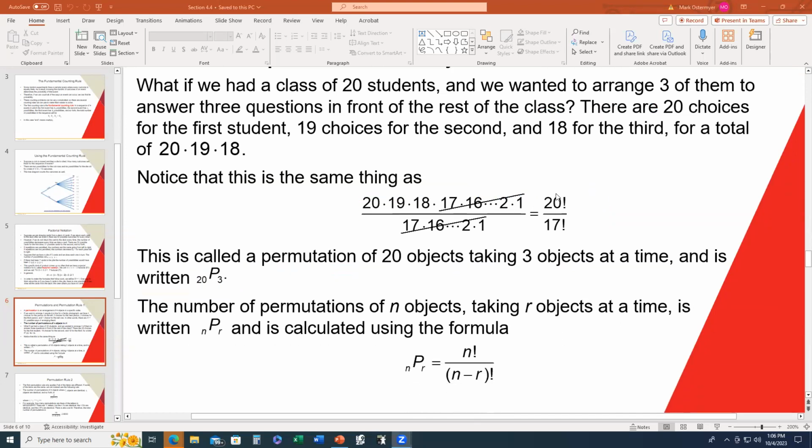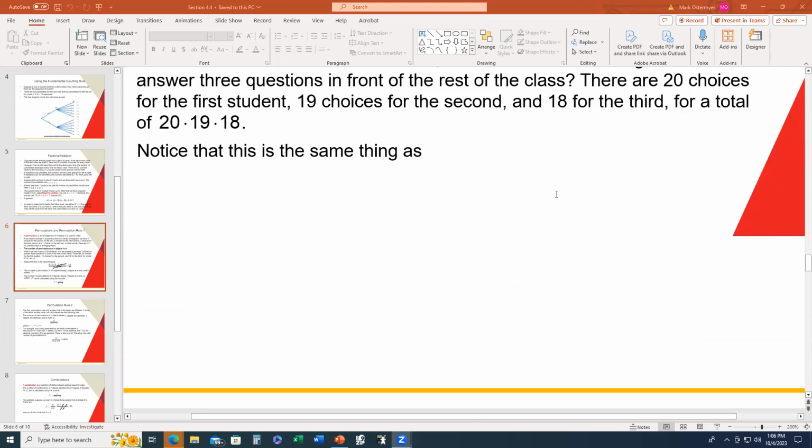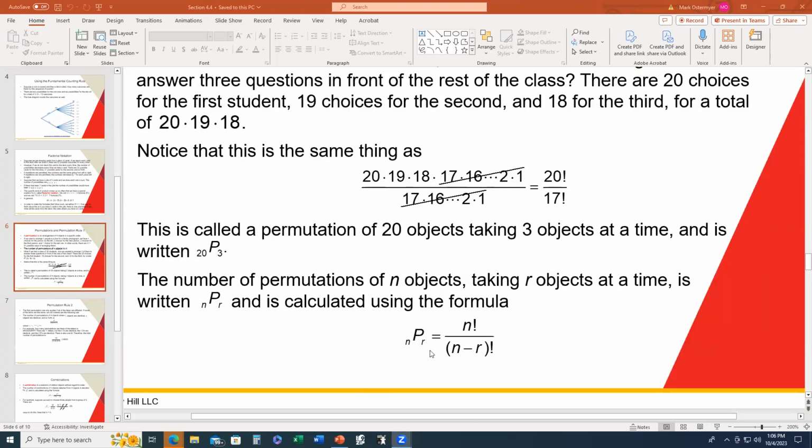Now, there is a formula for computing a permutation of n things permuted r ways. And this is the formula. It makes use of the factorial function. So n permuted r ways would be n factorial divided by n minus r factorial. So if you look at our problem up here, 20 permuted 3 ways is going to be equal to 20 factorial divided by 20 minus 3, which is 17 factorial. 20 factorial divided by 17 factorial.